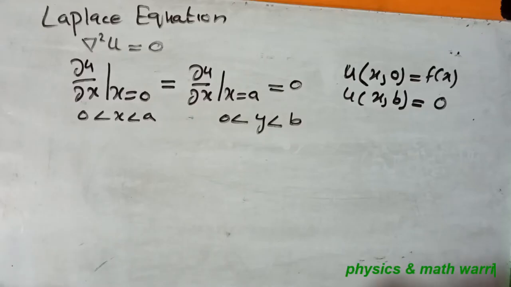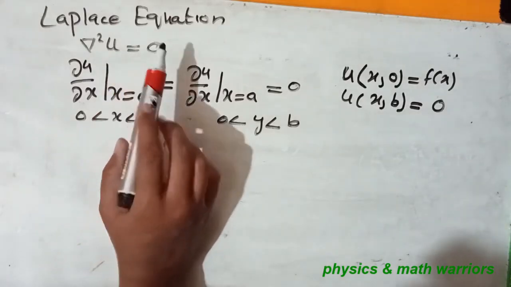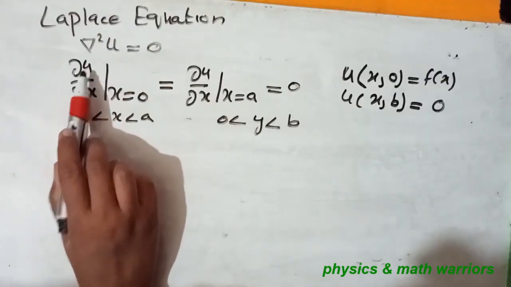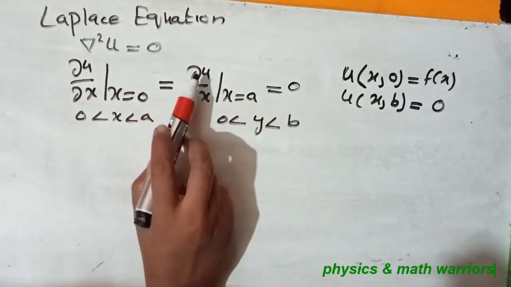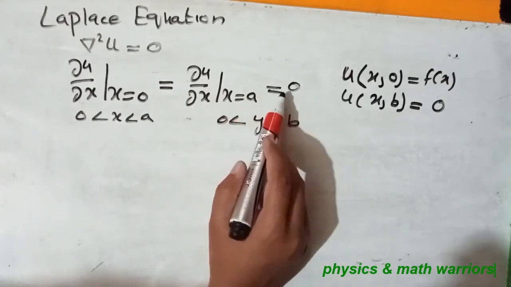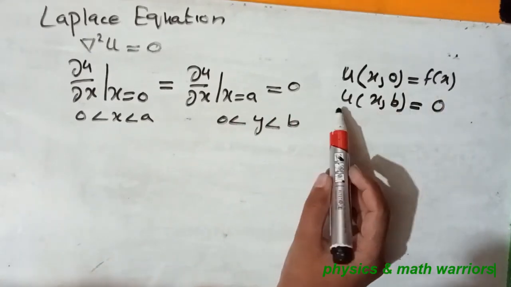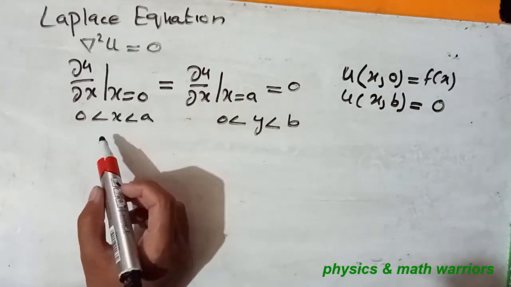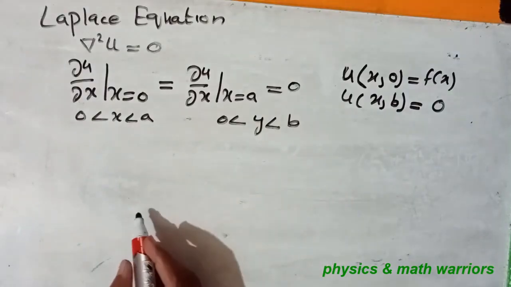In this video, we will solve this partial differential equation, which is del square u is equal to 0. And boundary conditions are partial u over partial x at x is equal to 0 is equal to partial u over partial x at x is equal to a is equal to 0. And u of x and 0 is equal to f of x, u of x and b is equal to 0. And x is from 0 to a and y is from 0 to b.